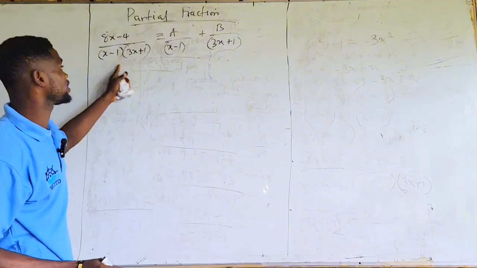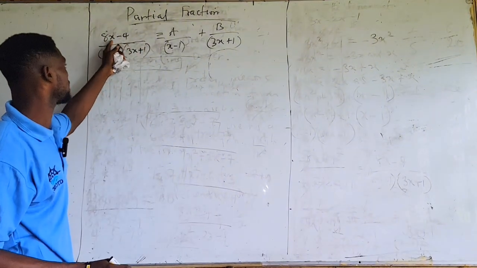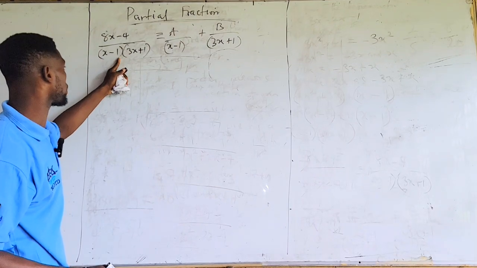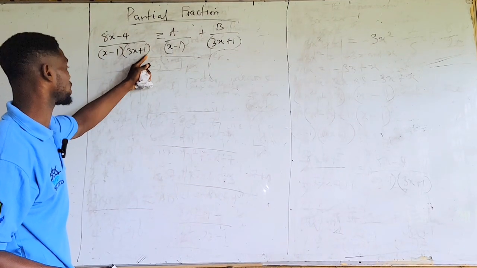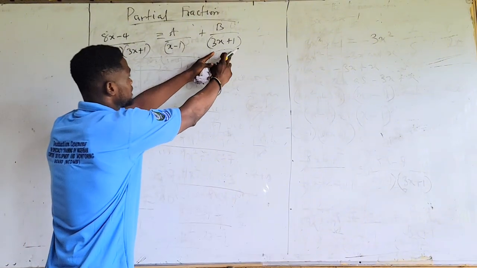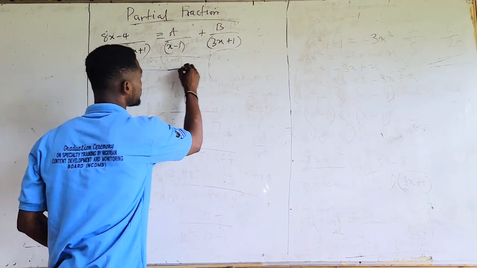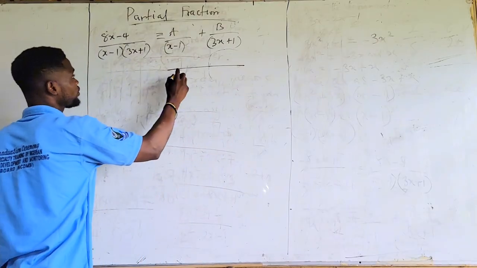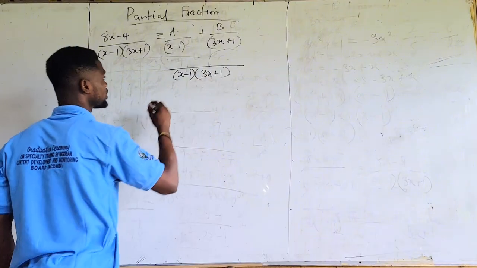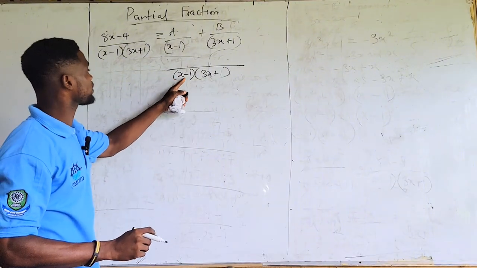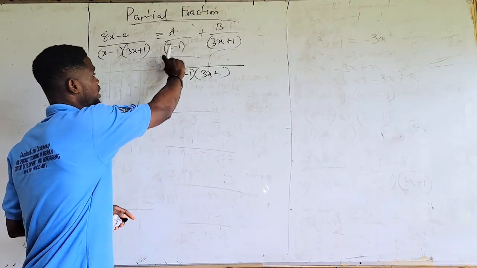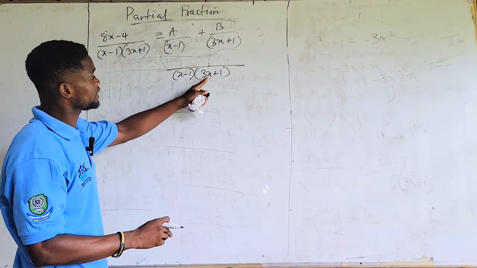So after resolving the numerator, we have 8x minus 4, and in the denominator we have bracket open, x minus 1 bracket close, bracket open, 3x plus 1. So we're going to look for the LCM of x minus 1 and 3x plus 1. So now we have x minus 1 and we have 3x plus 1. If x minus 1 and 3x plus 1 is divided by x minus 1, you can discover that x minus 1 can cancel x minus 1. So what will remain is 3x plus 1.